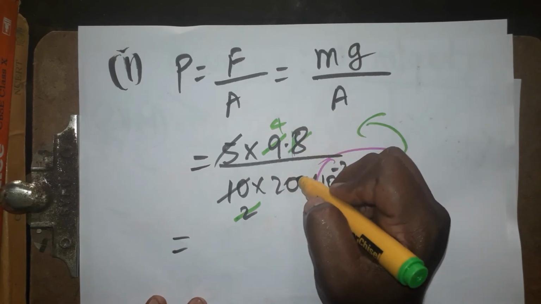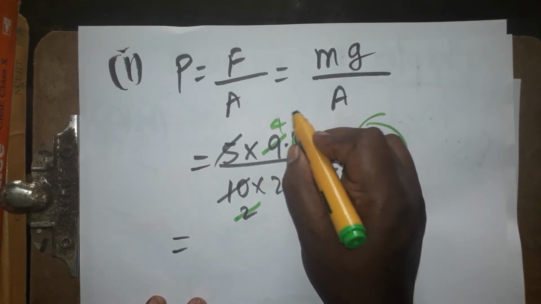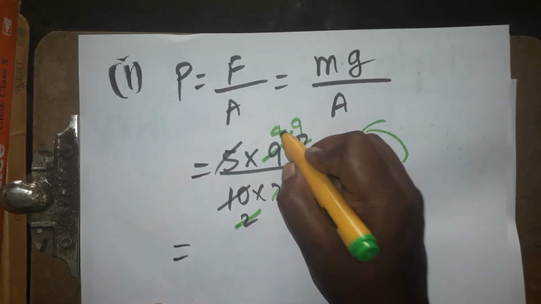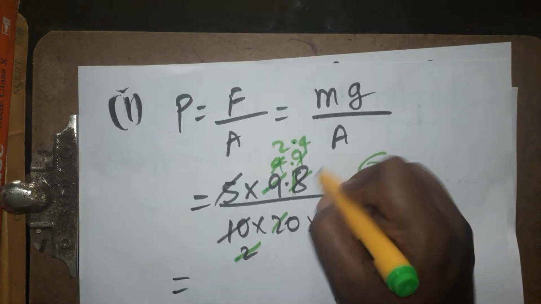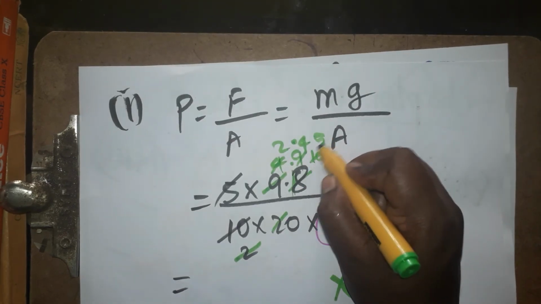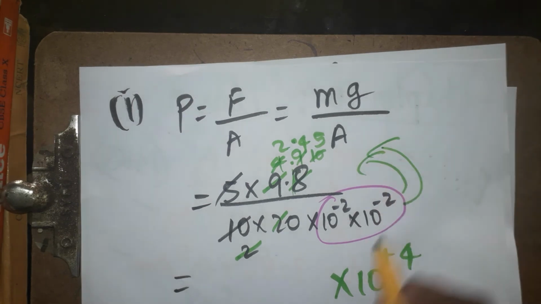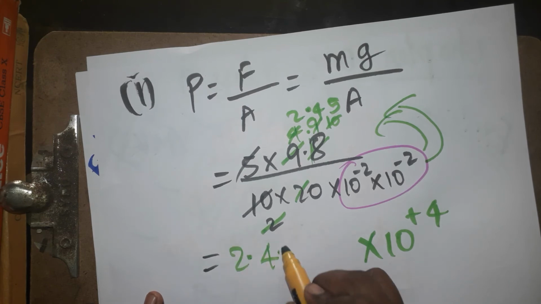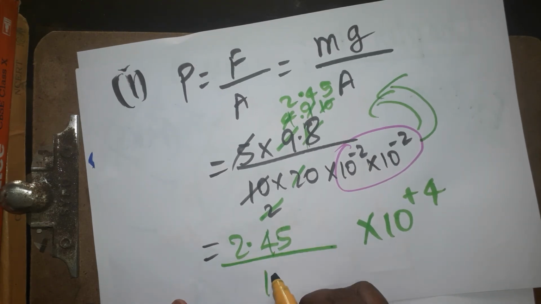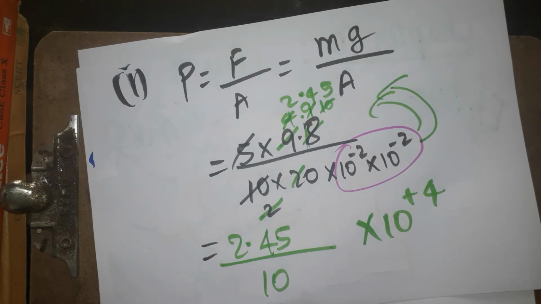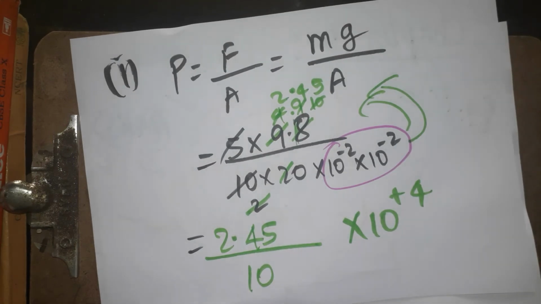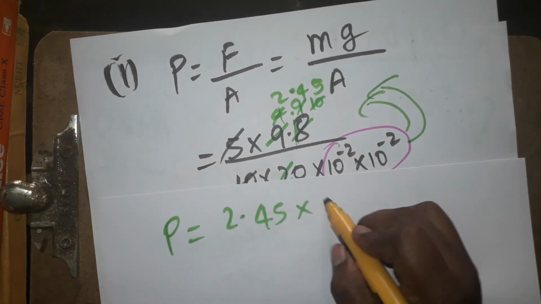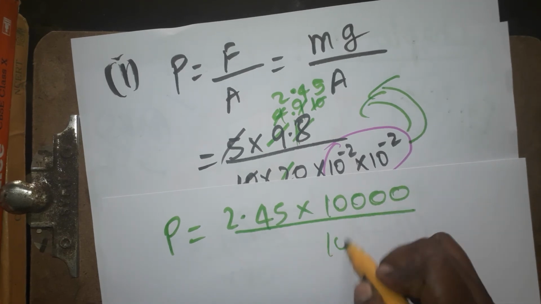I think 9, okay, 4.9. Again if you are cancelling with the 2 table, it's going to be 2, it's going to be 4, and one more 10 will come, then you will have 5. From the denominator, if you take this value as numerator, 10 power plus 4 will come in the numerator. So 2.45, just a cancellation, division, divided by 10. Now how am I going to do the calculation? See here, pressure is equal to 2.45 into 10 power 4, I can write 10,000 divided by 10, cancel.